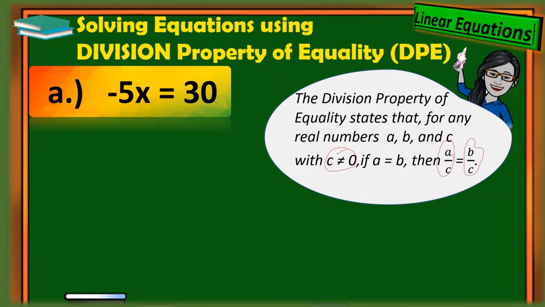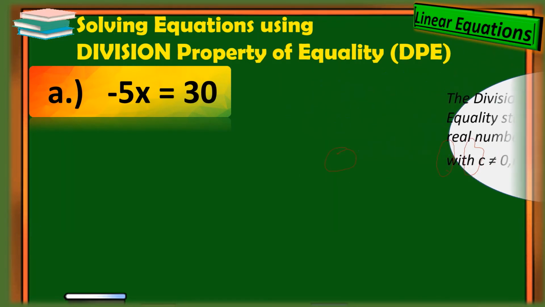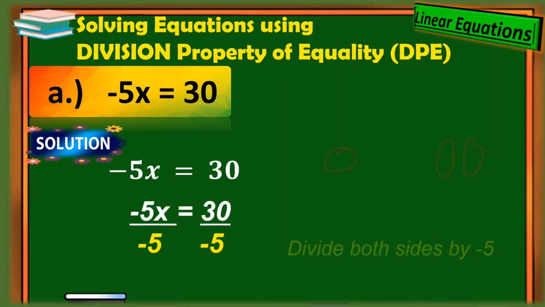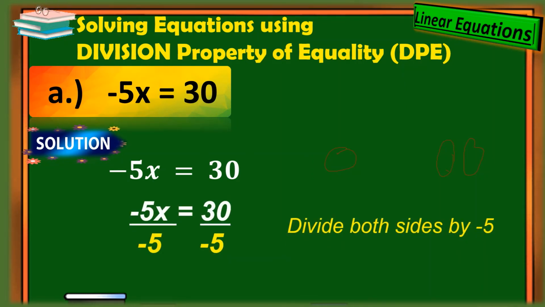Okay? Pero bawal daw maging 0 si c kasi magiging ano siya? Undefined. Okay? Wala na. Tapos na ang laban kapag ganun. No? Pag undefined na yan, you cannot do anything about it. Okay, so for the solution, tingnan natin ha. Negative 5x is equal to 30. Anong gagawin? See that? So divide both sides by negative 5.